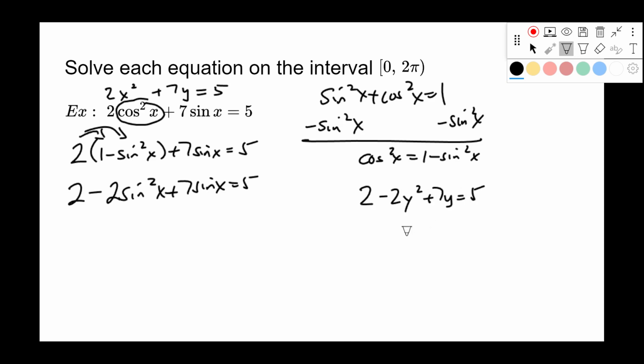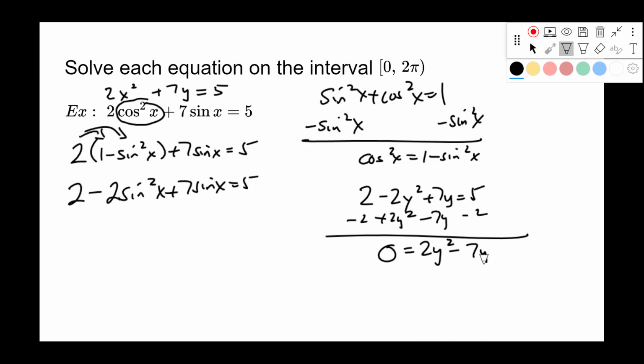How do I solve something like this? It's quadratic. How do I solve any quadratic? I move everything over to the same side and hope I can factor it. Well, that's what we're going to do. I'm going to move everything on the left over to the right-hand side only because the y squared here is negative and I'd rather it be positive. So I'm going to subtract 2, add 2y squared, and subtract 7y. That would give me 0 on the left. On the right-hand side, I'd have 2y squared minus 7y plus 3, if I write it in order.